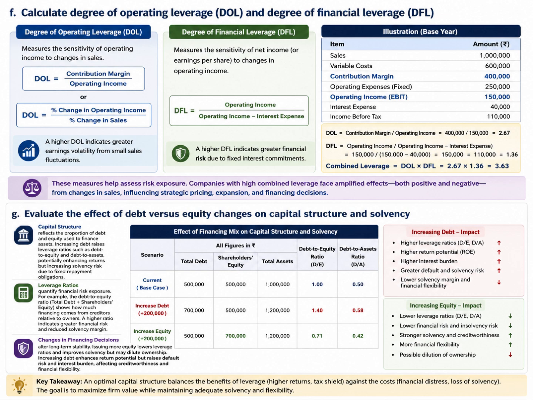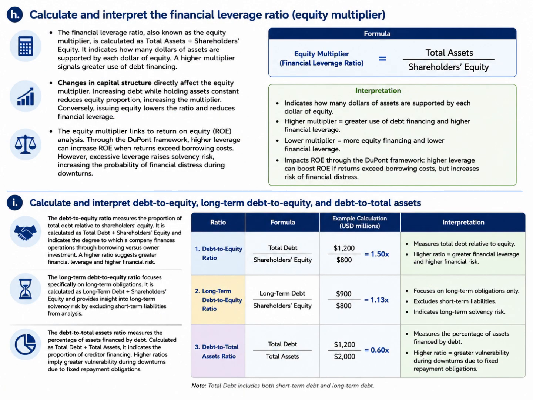Changes in financing decisions alter long-term stability. Issuing more equity lowers leverage ratios and improves solvency but may dilute ownership. Increasing debt enhances return potential but raises default risk and interest burden, affecting creditworthiness and financial flexibility. H. Calculate and interpret the financial leverage ratio, equity multiplier.